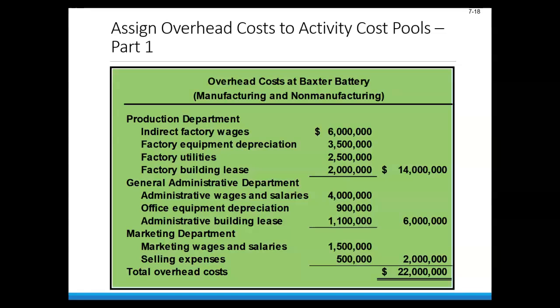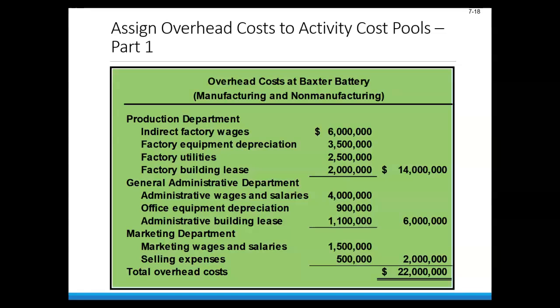Now again, remember that at this point, when we get to the general and administrative department, now we're looking at all those salaries and wages of everybody that has nothing to do with production, right? But we have administrative wages and salaries, the accounting department, the management, whatever it might be. You've got office equipment depreciation, right? You've got administrative building lease. So again, try to imagine a different corporate headquarters that's going on there. Then you've got the marketing department.